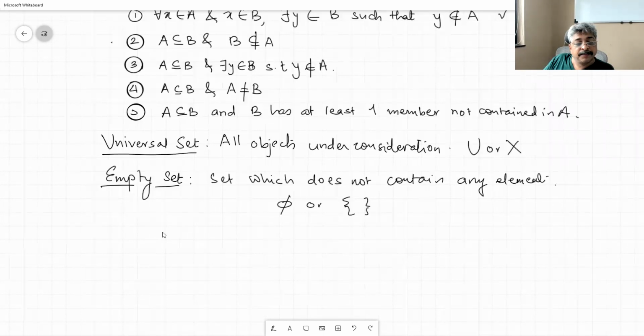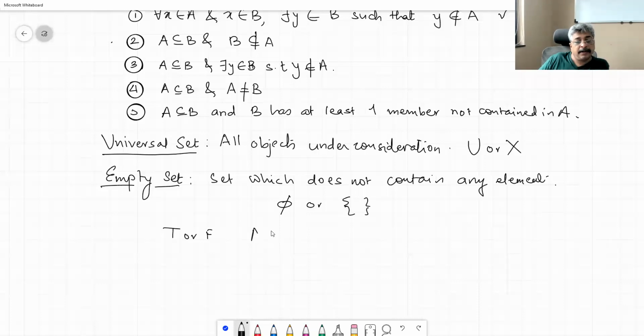True or false? Set A is a subset of universal set. Set A under consideration is a subset of universal set. If the context is correct, then this is true. True in given context.